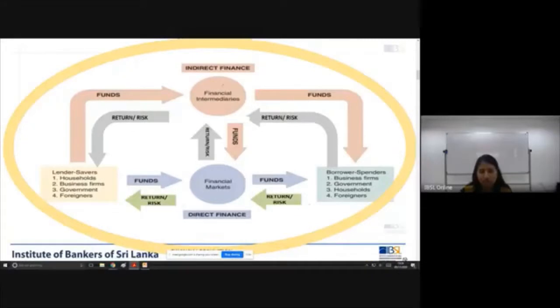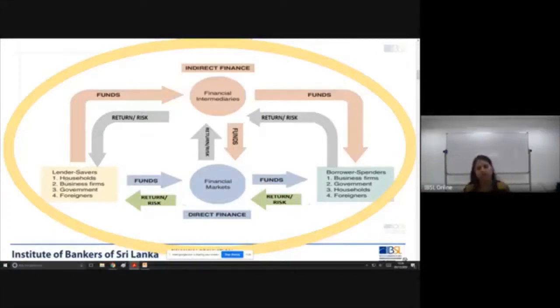when you make the investment, or when your fund flows from an excess unit to a deficit unit, you need to get a return as well, remember. So the return flows in the opposite direction. That's why I have included the return flow here. With the return, remember, you are exposed to the risk as well. So the risk also gets transferred or shared to the excess unit.